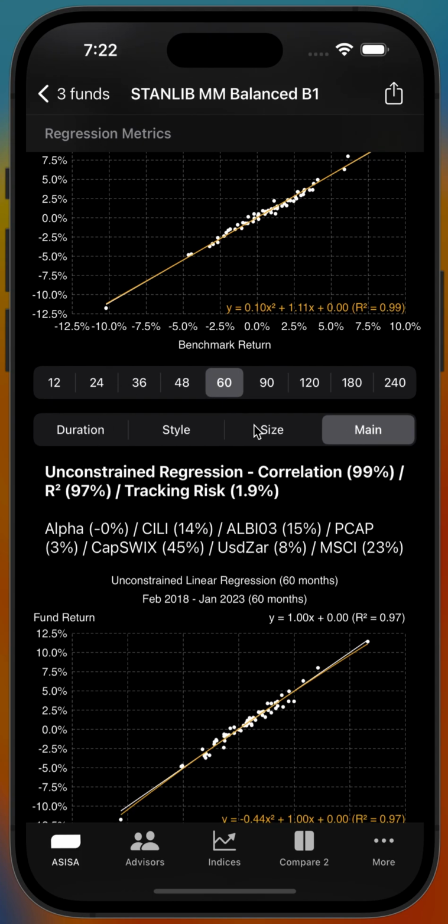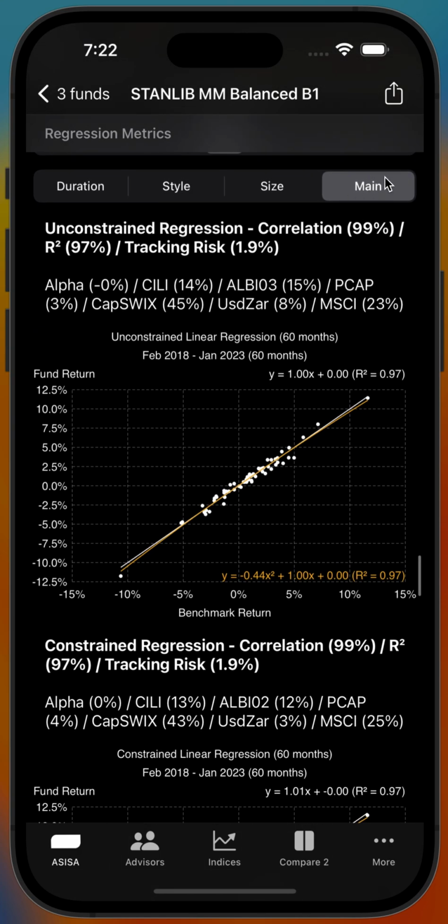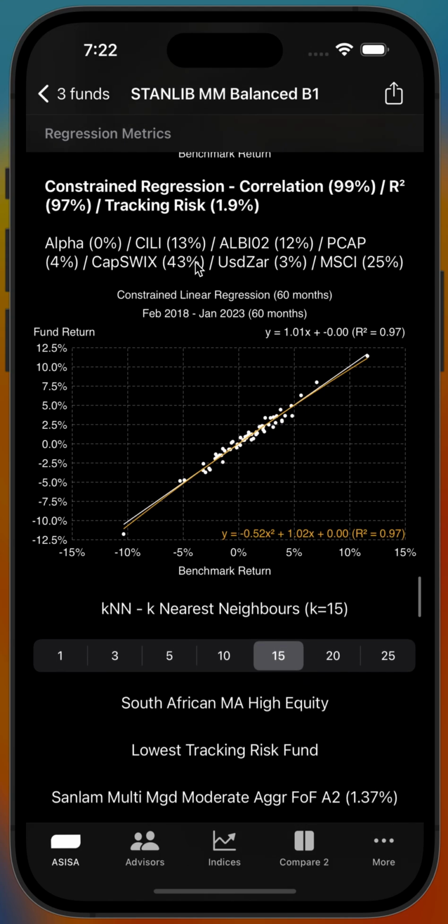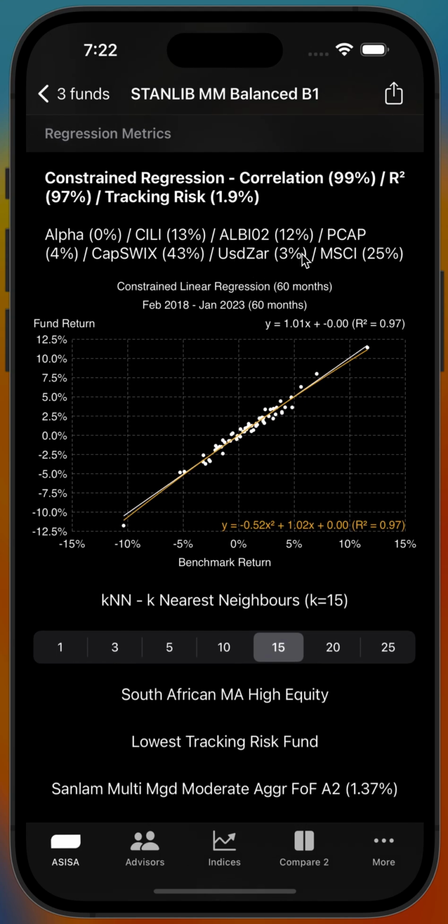And then here you've got some additional correlations, and you can choose which indices you want to do the regression against. So in this case, I'm choosing the main indices, but if I was looking at bond funds, I might want to look at duration. Equity funds, I might want to look at style and size. But in this case, I'm just leaving it on main. And this is an unconstrained regression, which means the regression allows shorting and allows leverage. Whereas the constrained regression below it doesn't allow leverage or shorting.